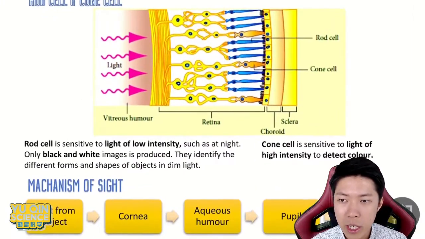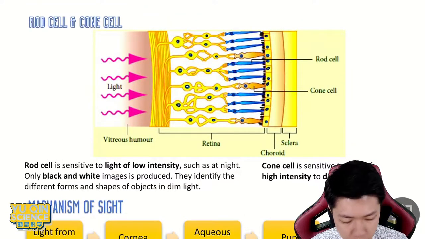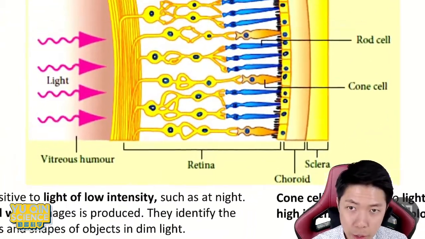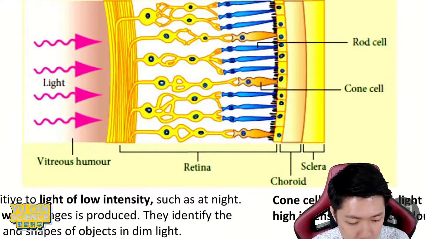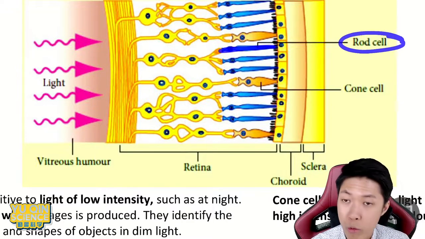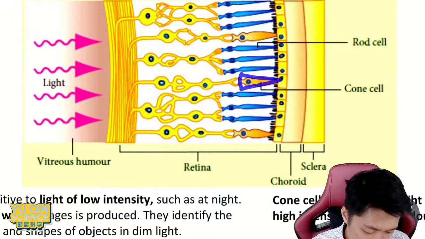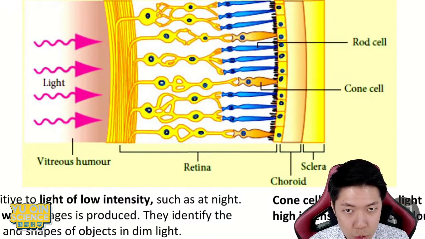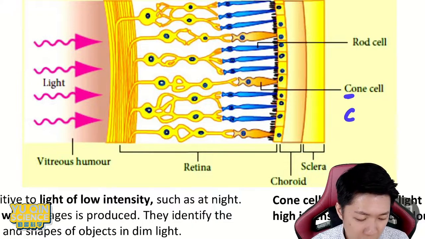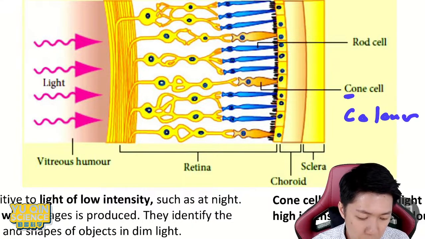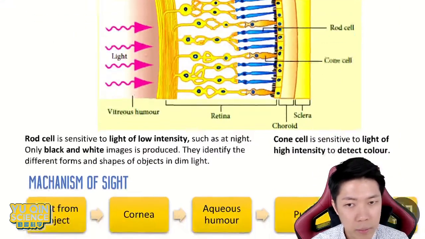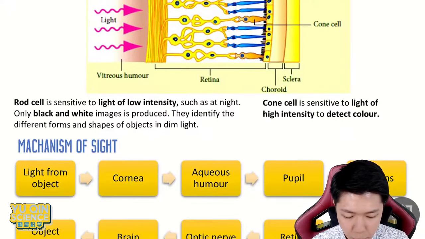So I was mentioning rod cell just now. It's just to get you to look at the picture a bit. Rod cell is the longer one. Cone cell looks like an ice cream cone, so it's called cone cell. So remember, cone cell for color, rod cell for black and white. That's it.